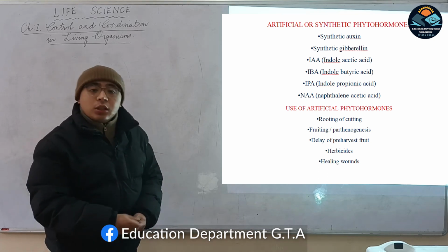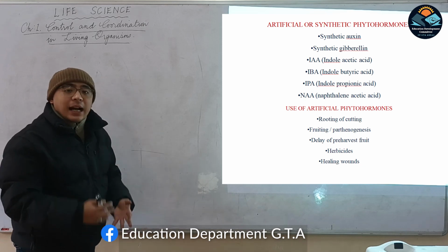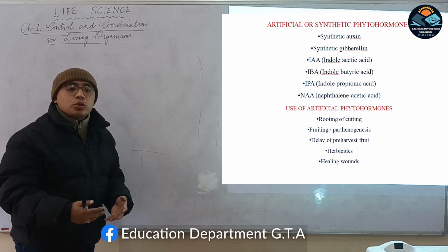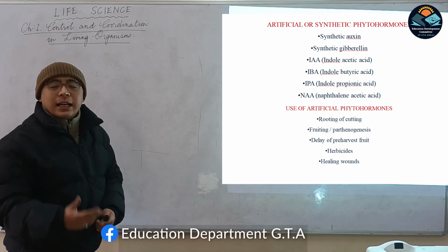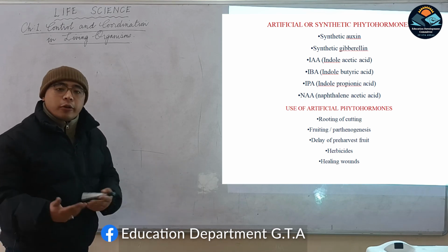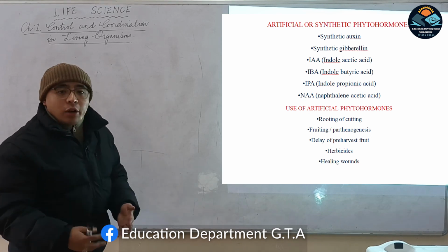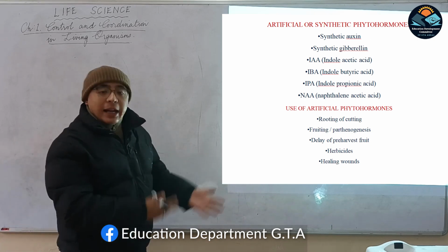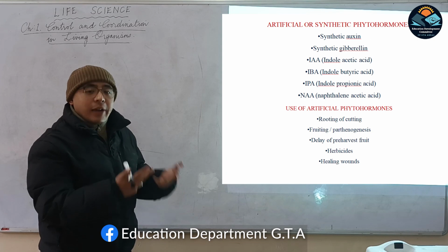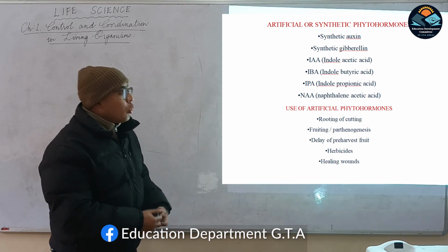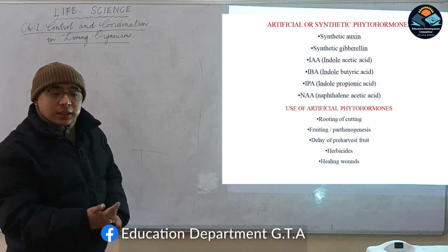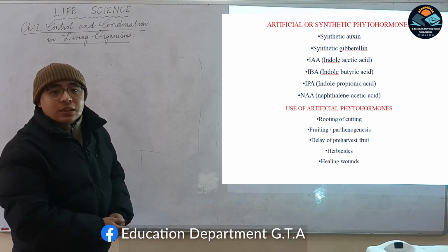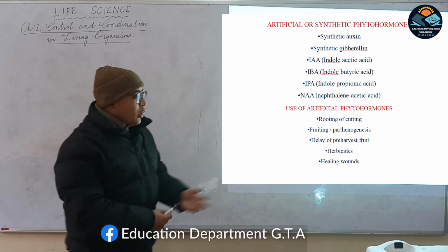Next is herbicides. Herbicides are certain chemicals which are used to kill unwanted herbs and plants that are growing in your garden or your farm. So instead of manually removing these herbs or shrubs, we can apply phytohormones which do not allow the growth of these plants, and thus we can use them as herbicides. And lastly, healing wounds.